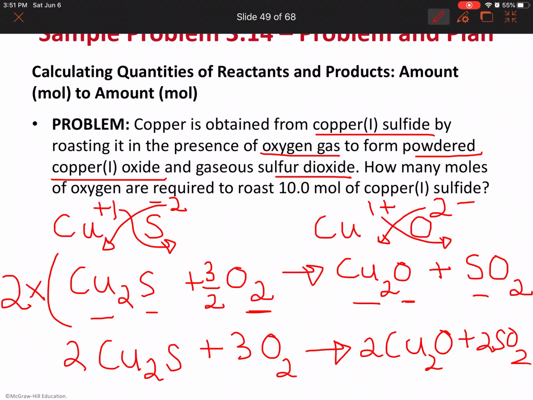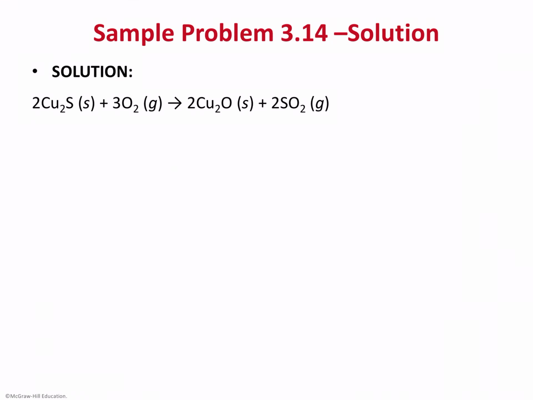Also we can specify copper sulfide is going to be solid. So this is going to be a solid, and this is a gas, and this is a solid, and SO2 is a gas. So that is the balanced equation with the proper states right here. This is what we just did. Okay. Now what's the question?